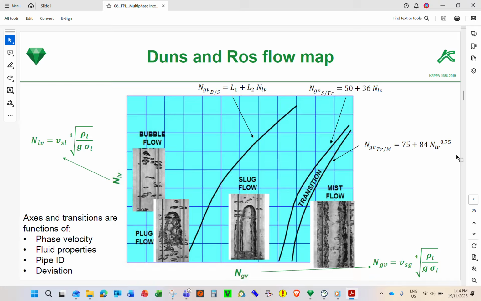Slippage meaning the slip between the light and heavy phases. How much faster the lighter phase is compared to the heavy. If they have the same velocity, then slippage is zero.